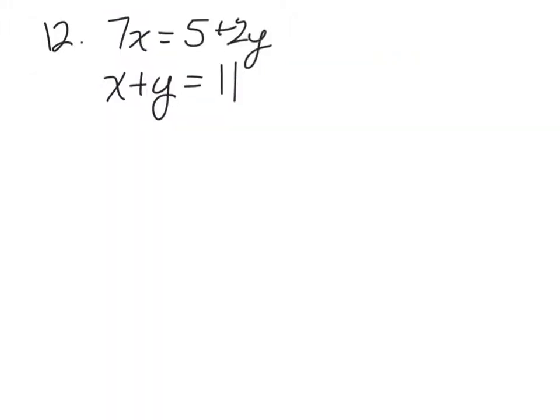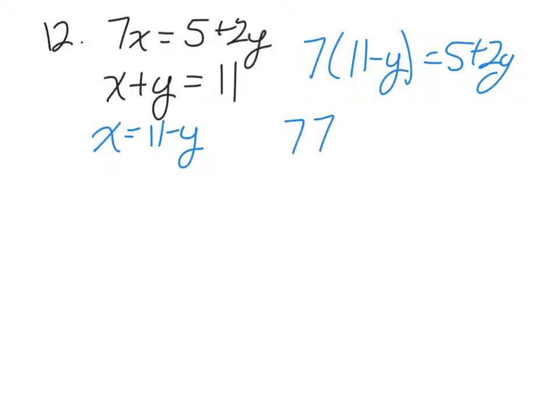Okay, this looks like a nice one to do by substitution again. Should we solve for x or y in that second equation? So x equals 11 minus y. You could have solved for y. You could do elimination. Okay, so then in the first equation where there was an x, I'm going to put 11 minus y.